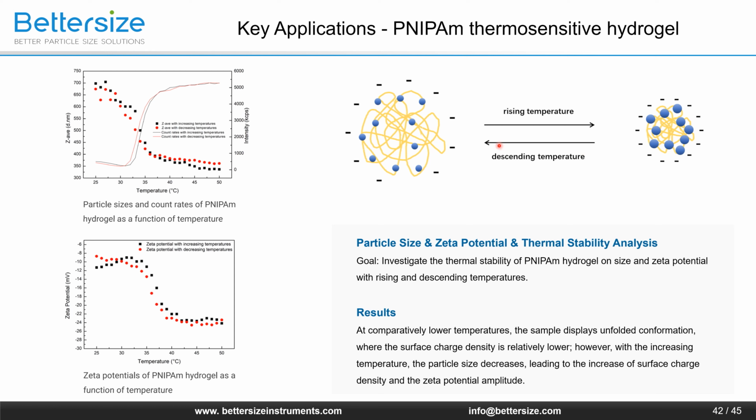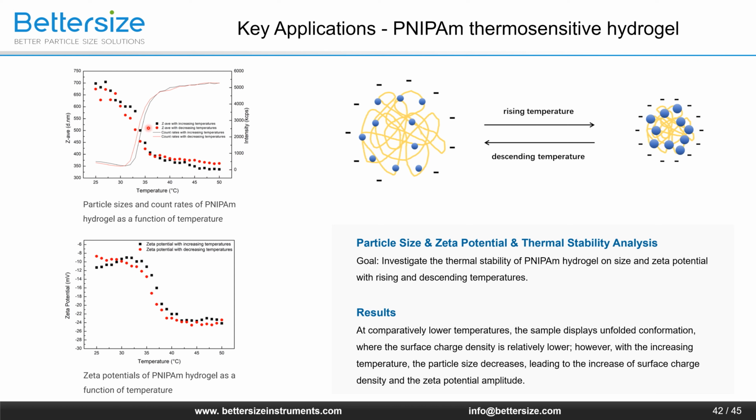In this application, we characterize the sizes and zeta potentials of a NIPAM hydrogel with the change of temperature and study the impact of solution environment on its structure. During the temperature raising process, the particle size of NIPAM hydrogel decreases when temperature increases, while the count rate gradually increases. When it eventually reaches 50 Celsius degrees, the particle size is reduced to around 350 nanometers.